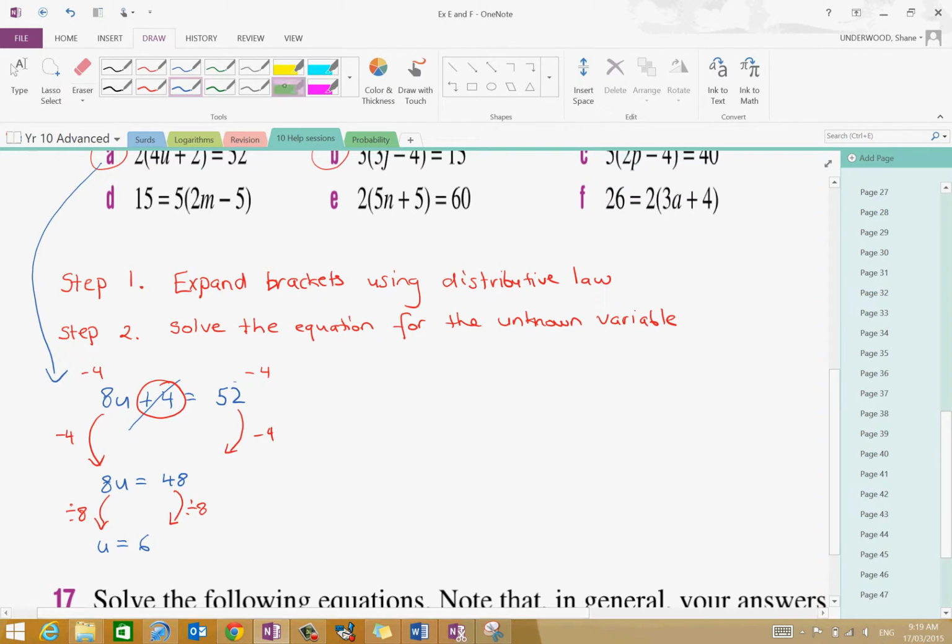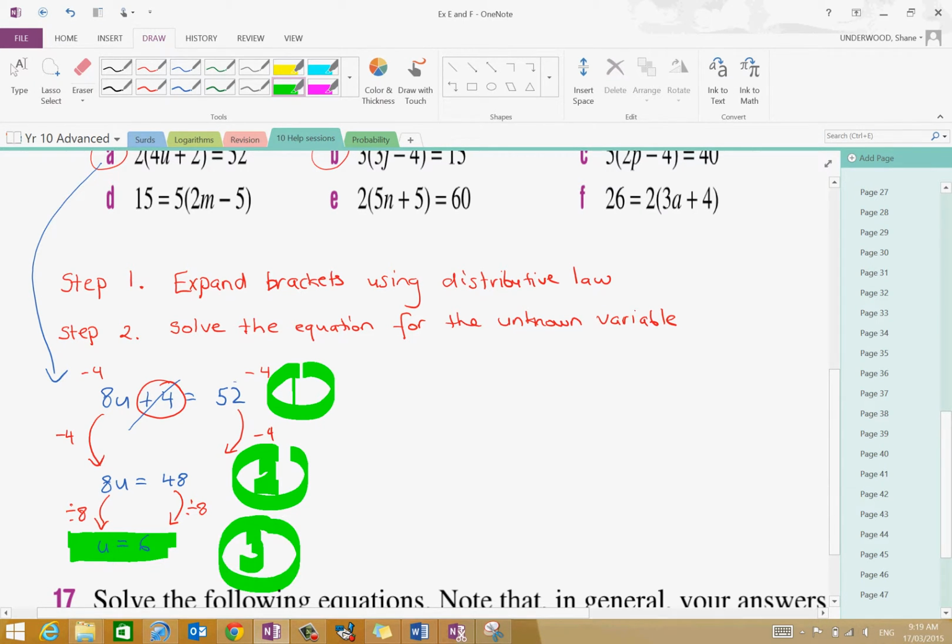Now, I had a little bit of a guess before. I do not want you to write that. This is what you're doing. First of all, expanding the brackets is worth 1 mark. Getting to this step is worth a 2nd mark. And then correctly dividing both sides by 8 will be your 3rd and final mark.